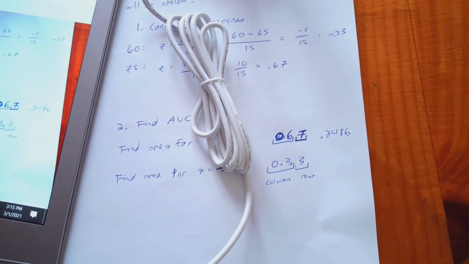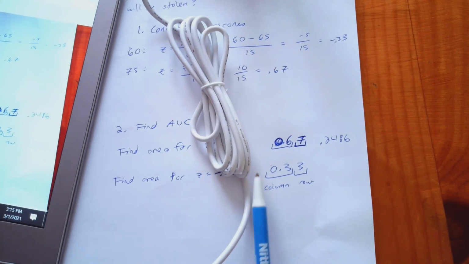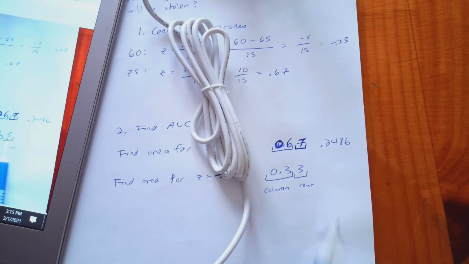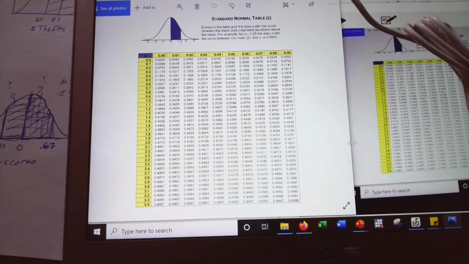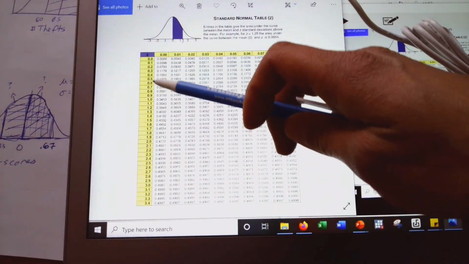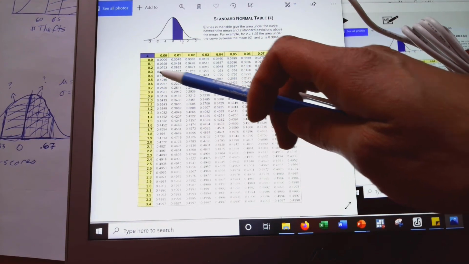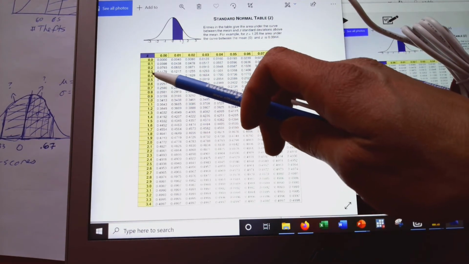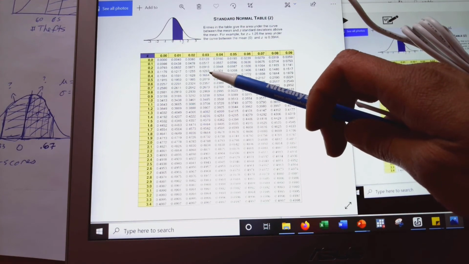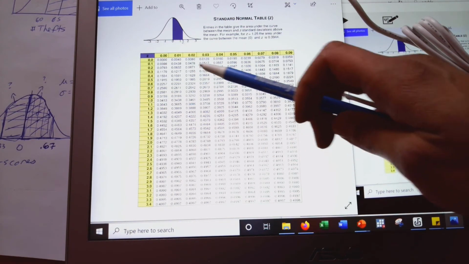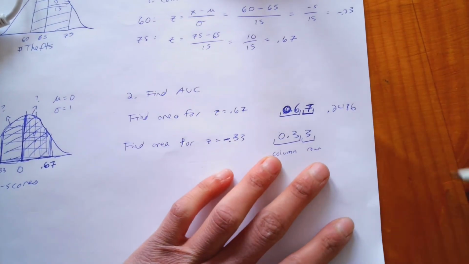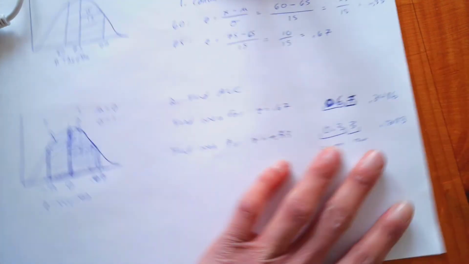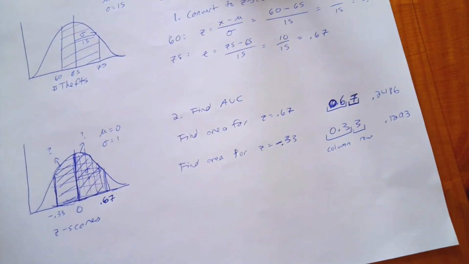Right, our next area that we're going to be looking for is the area that corresponds to a z-score of 0.33. So we're going to go down to 0.3 in the column, and then we're going to go over to 3 here. And if you go 0.3 over to 3, then you get an area of 0.1293, which I'm, again, circling with my pen. So I'm going to write that down as well.